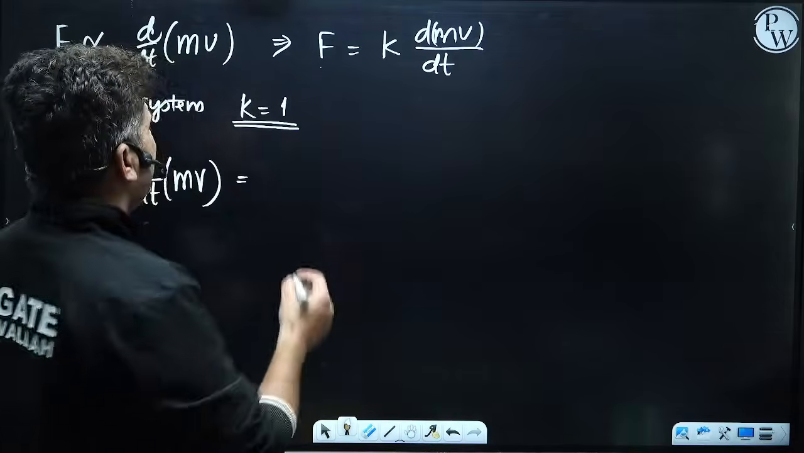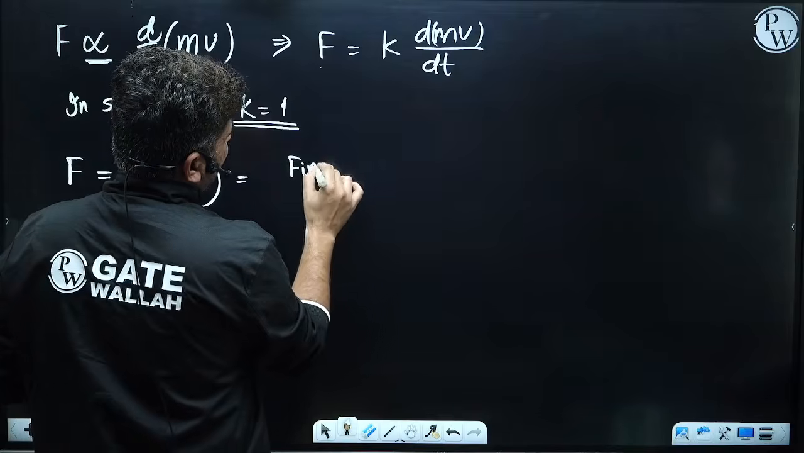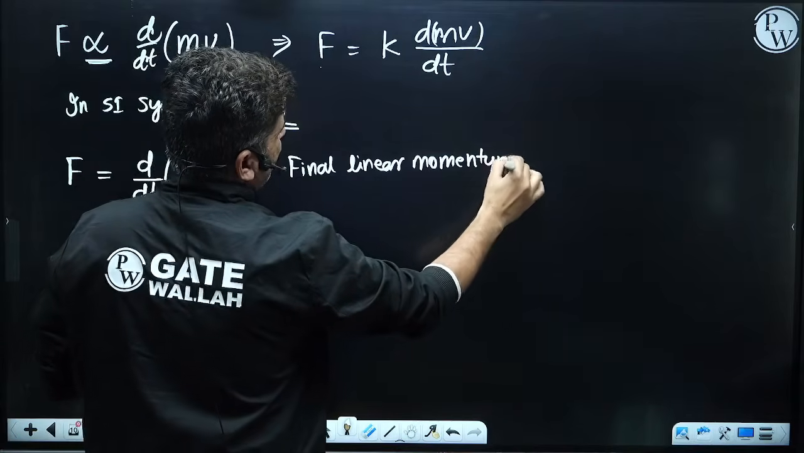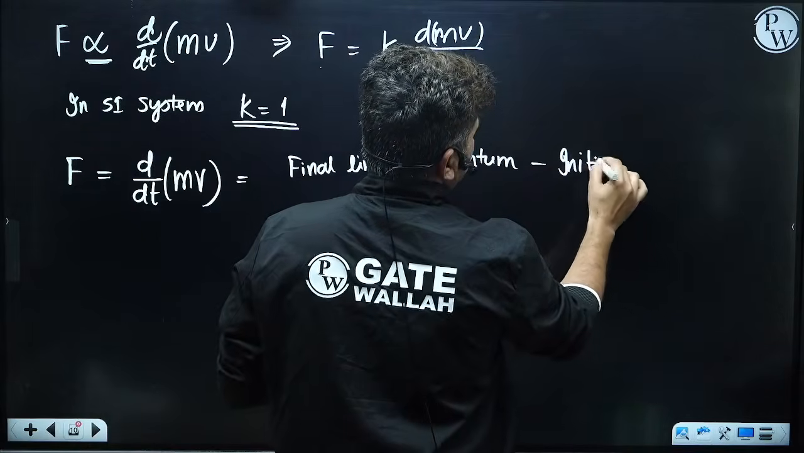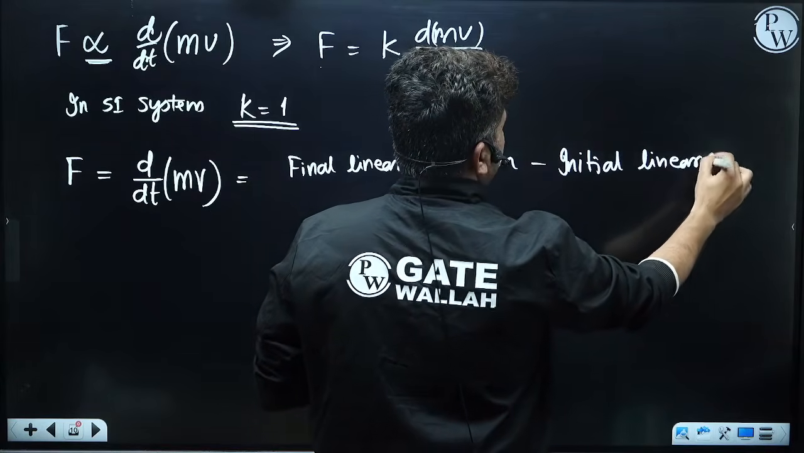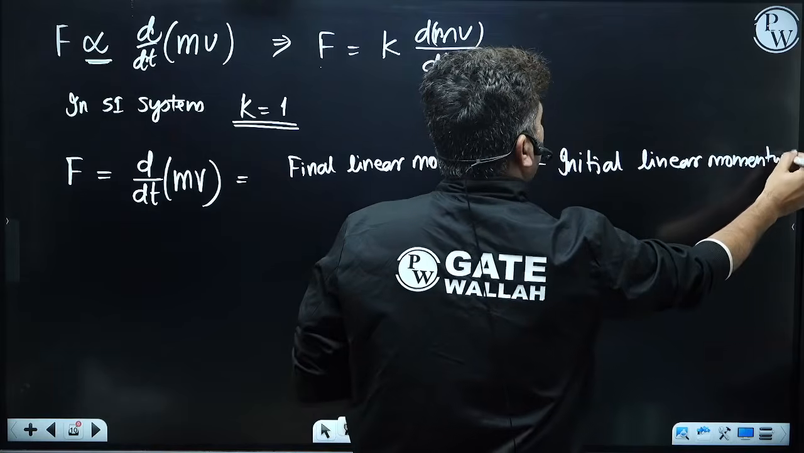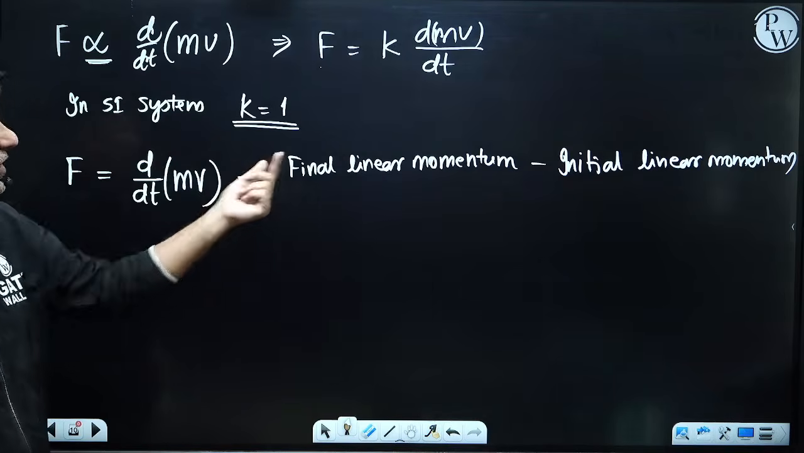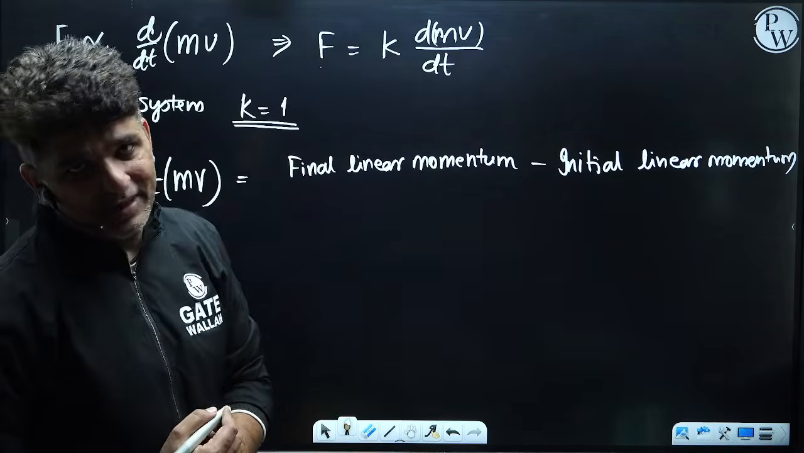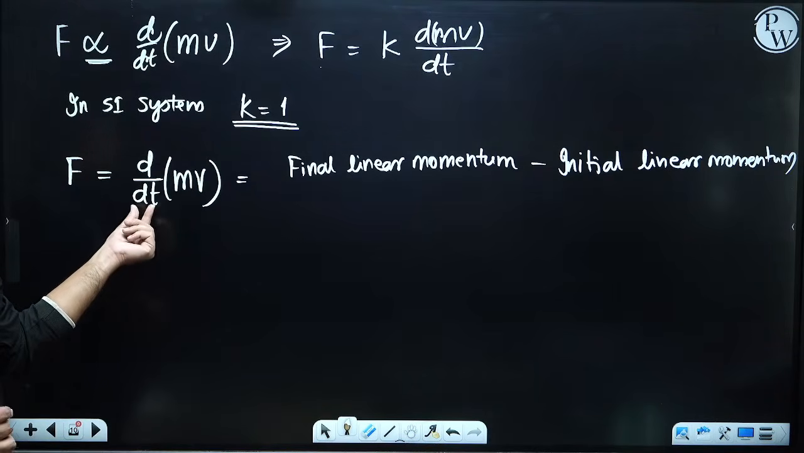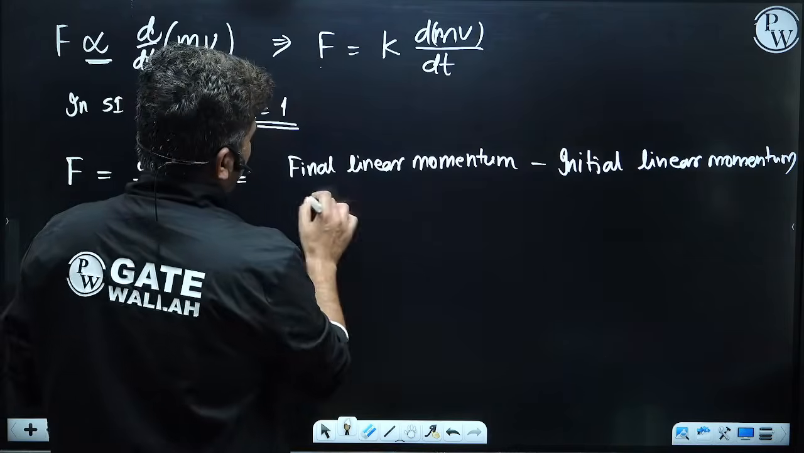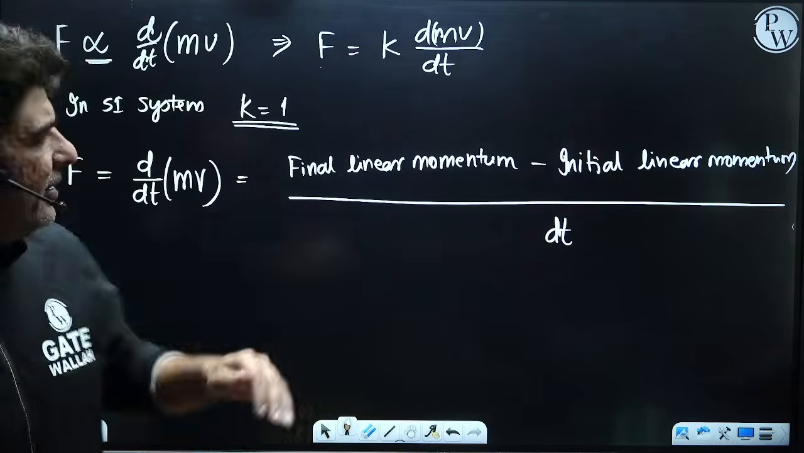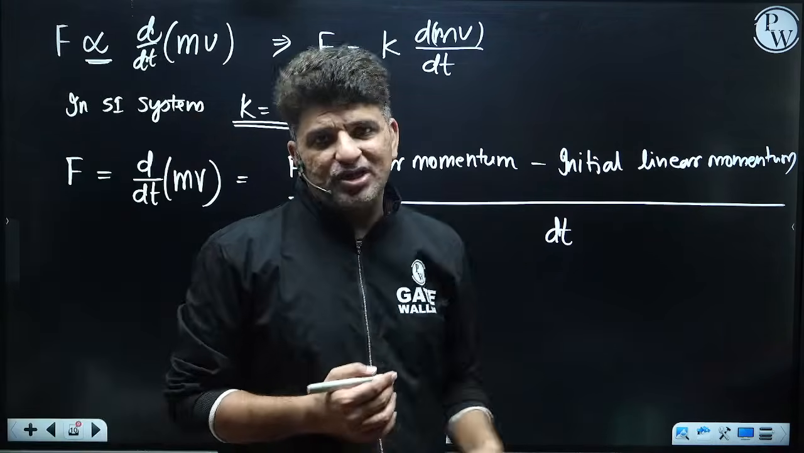Okay, so this can be written as final linear momentum minus initial linear momentum. Since we have a dt over here also, d of mv is final linear momentum minus initial linear momentum, divided by dt. So this becomes the rate of final linear momentum. Either you can write it like this, or you can write the rate of final linear momentum and then the rate of initial linear momentum.